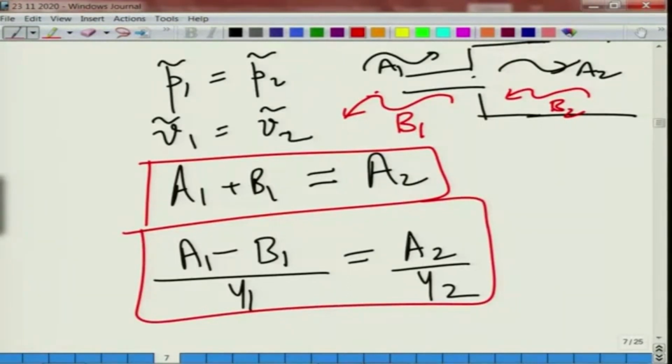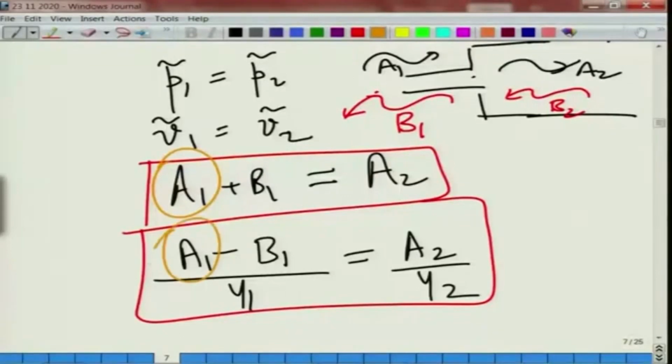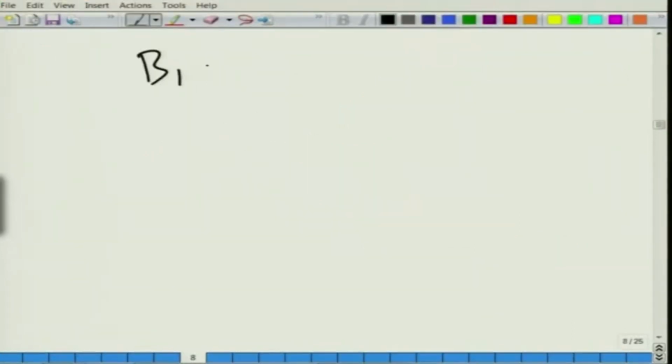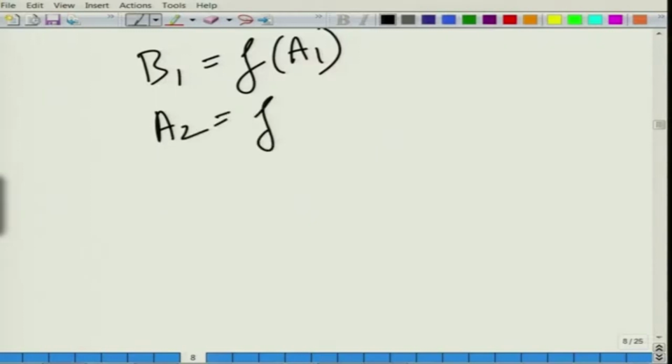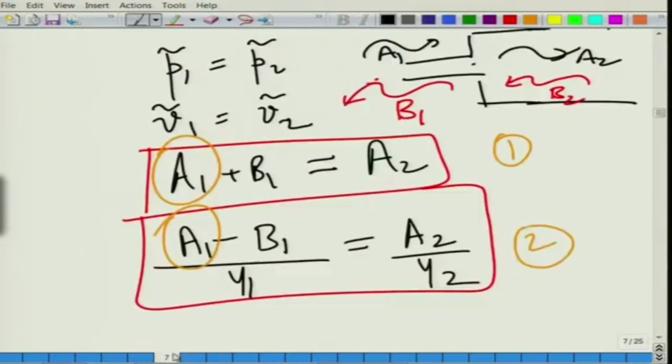To quantify the transmission loss as a result of the incident wave and the waves that are transmitted downstream, what we know is A1, and we need to figure out A2 and B1 from equations 1 and 2. Let us use these equations to figure out B1 and A2 as a function of A1, that is, B1 is some function of A1 and A2 is also some function of A1. So, how do we go about doing that?